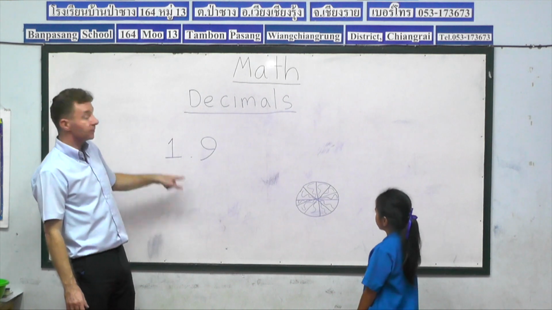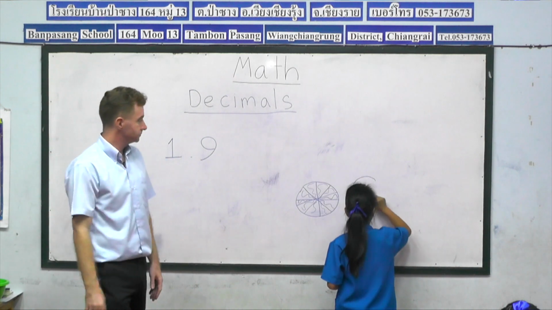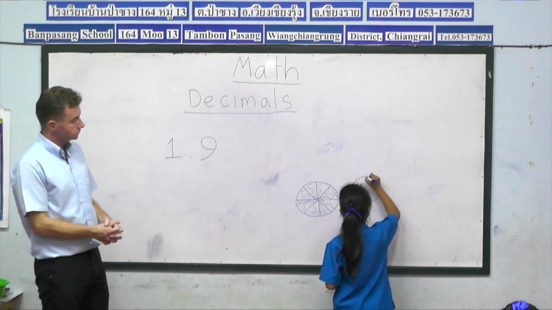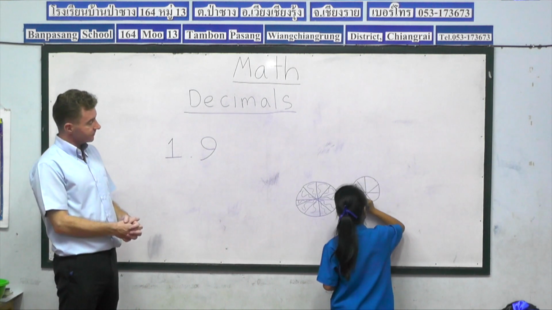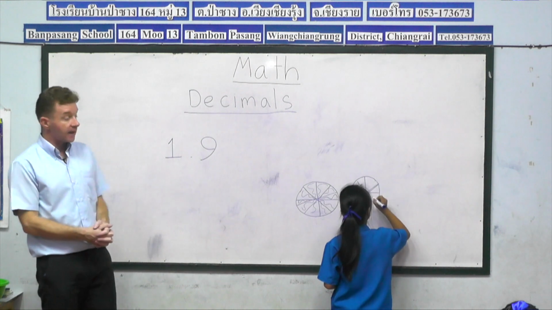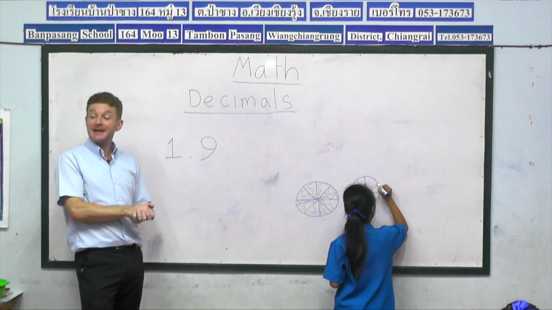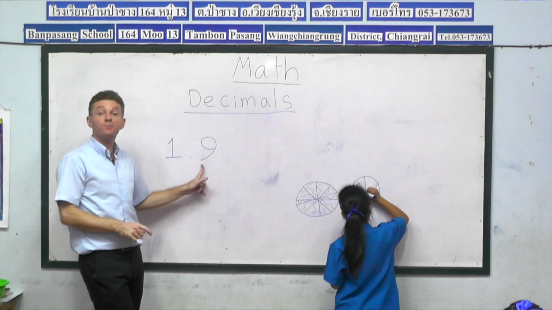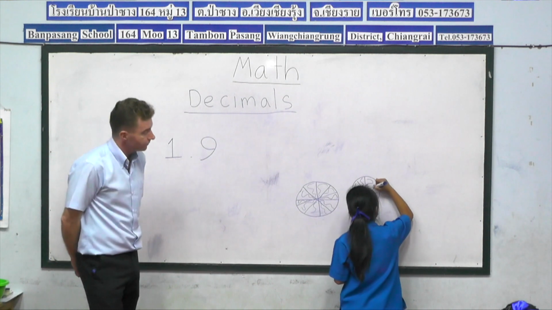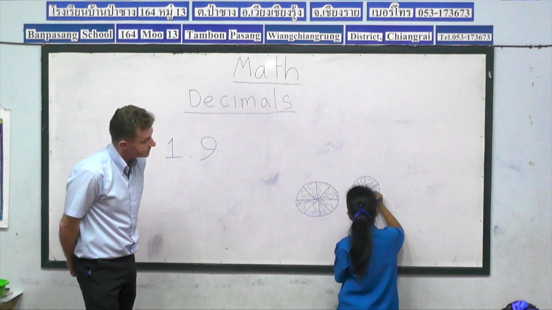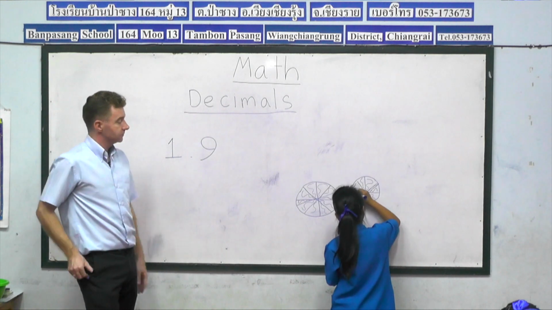So now we've got our first number sorted. We've got the whole. But now we need a second circle. And the second circle represents our decimal. Four, six, eight, 10. Okay, guys. So now, how many parts of our decimal circle need colouring in? 9 is correct because we've got a decimal of 0.9. So that means 9 parts out of 10. 5, 6, 7, 8, 9.